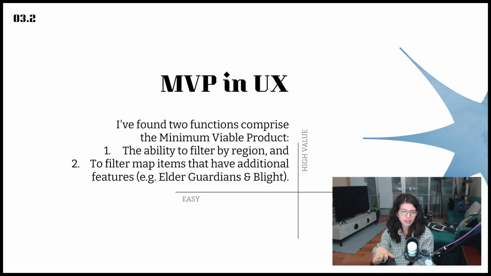It was extremely important to figure out what the MVP is, because the MVP in this case means minimum viable product. So the smallest amount of changes for the maximum amount of reward for the user. The two things that I thought would be the most rewarding changes would be the ability to filter by region and the ability to filter map items that have additional features, so Elder Guardians and Blight.